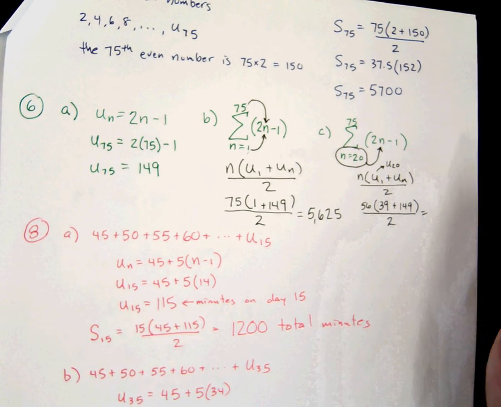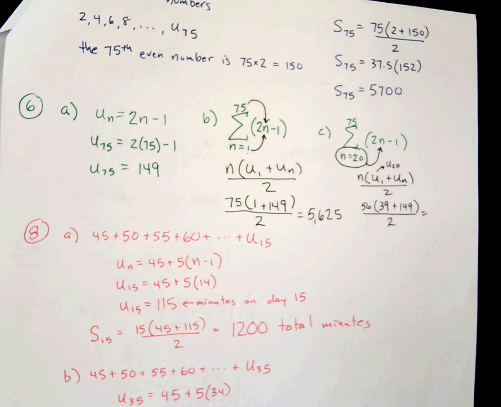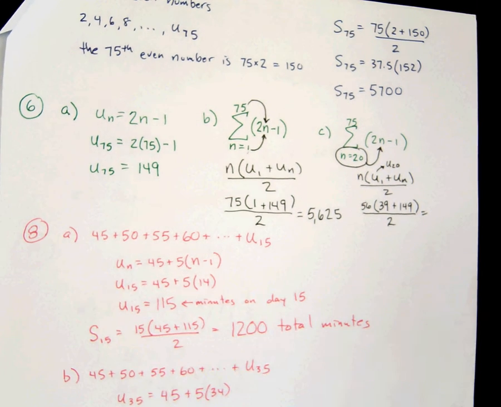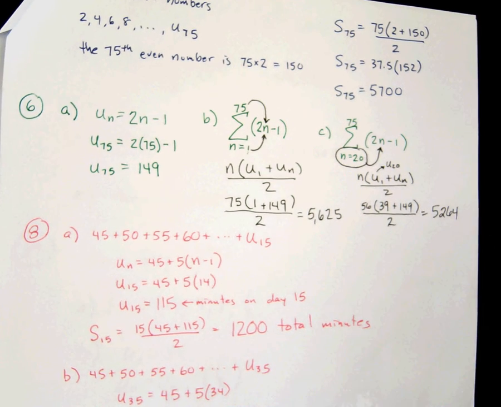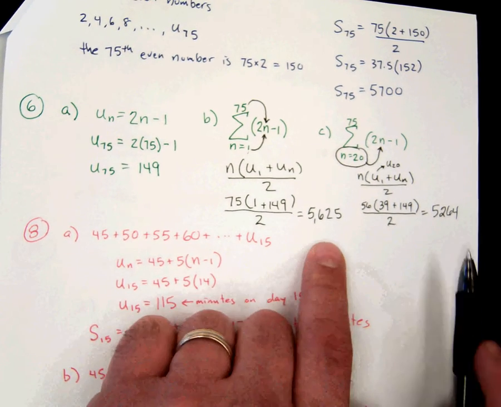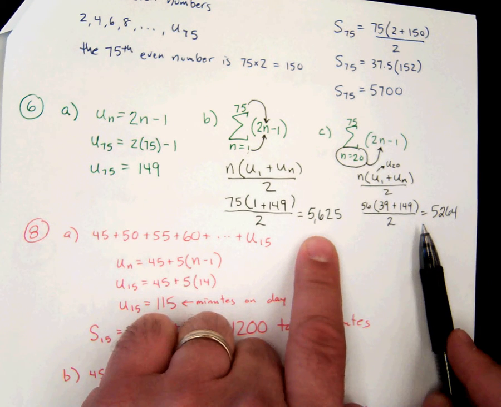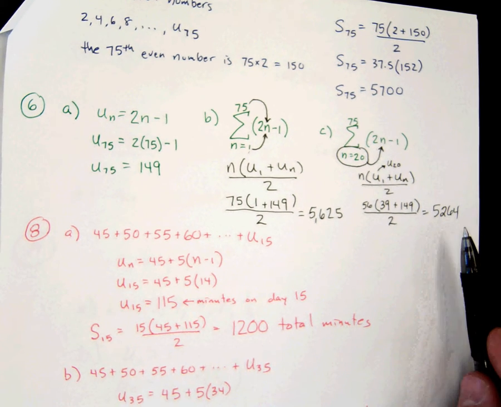I need someone to do that. 56 times (39 plus 149), all divided by 2. You should get 5264. Is that sum less than the previous answer? Does it make sense that it's less? We're adding fewer terms, right? We're only starting with the 20th term, so that number should be smaller, and it is.